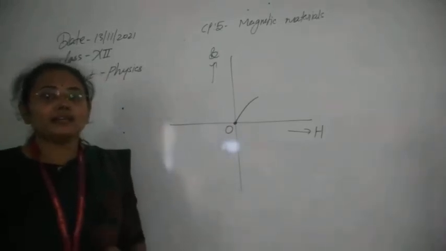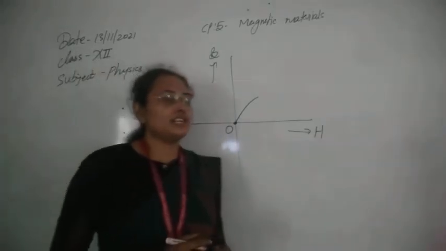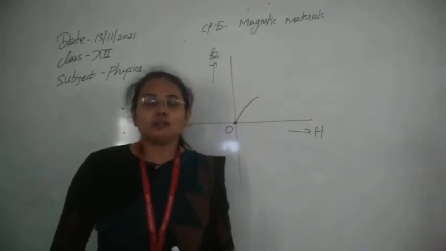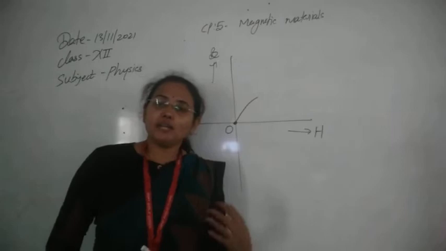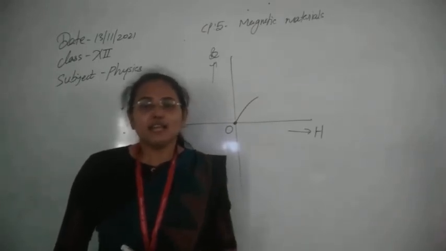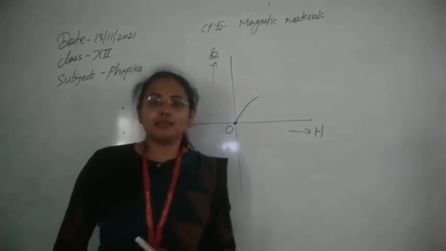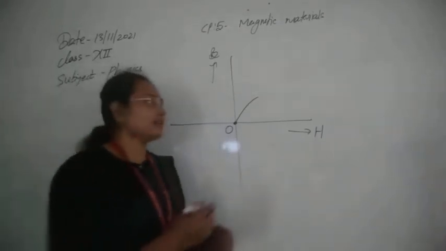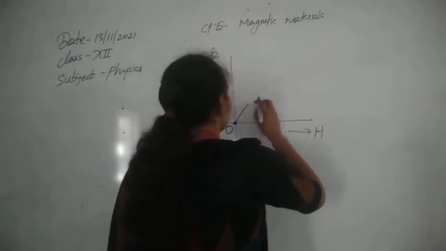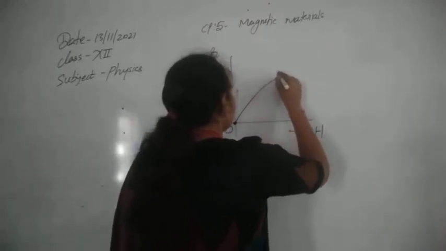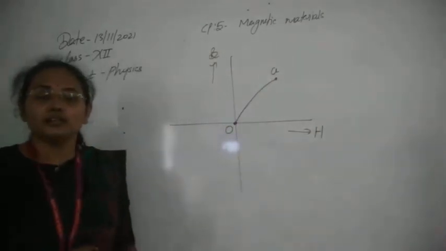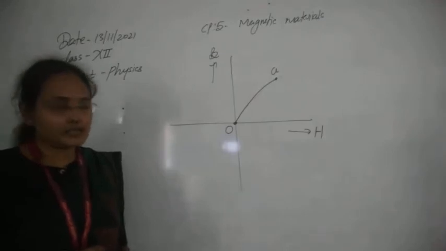This magnetic induction will increase up to the extent where all the dipoles or domains align along the magnetic field. When all domains are aligned along the field, a saturation value of magnetic induction occurs, which is the maximum possible magnetic induction. Suppose from O to A, the value increases. This is point A, and it shows the saturation value of magnetic induction.